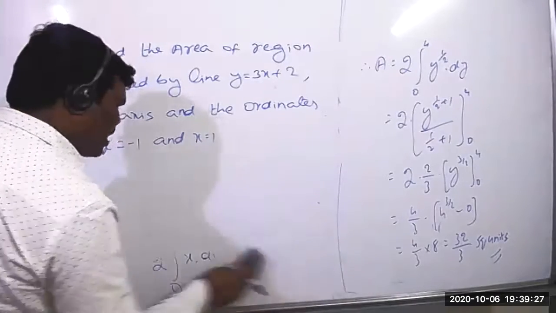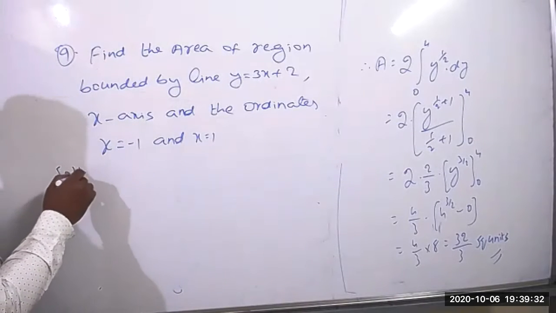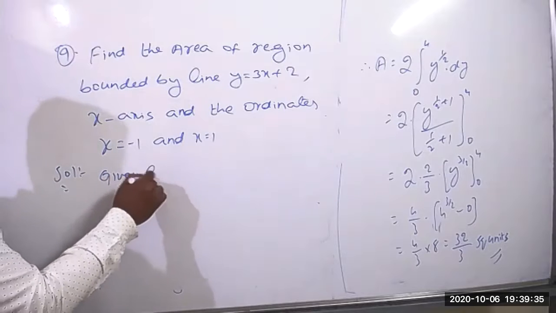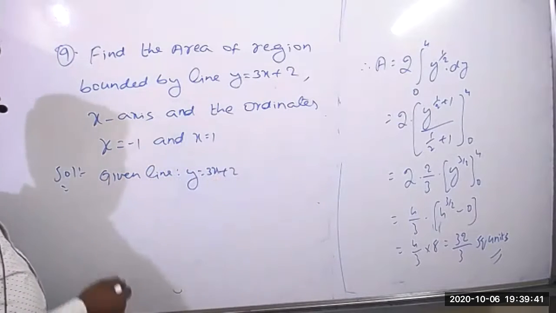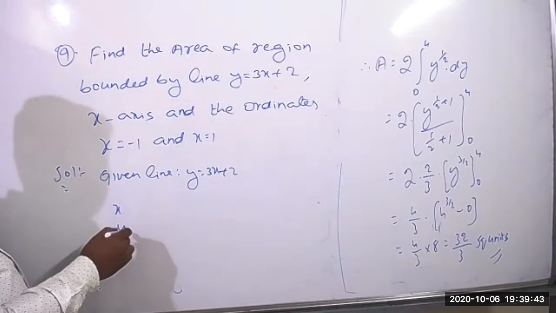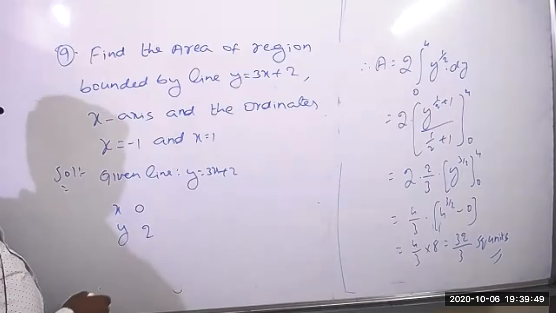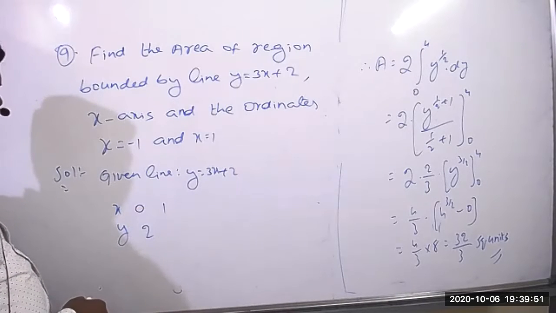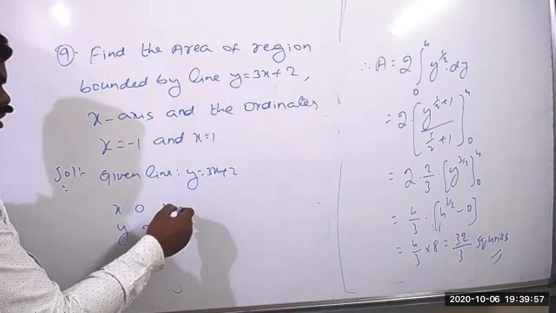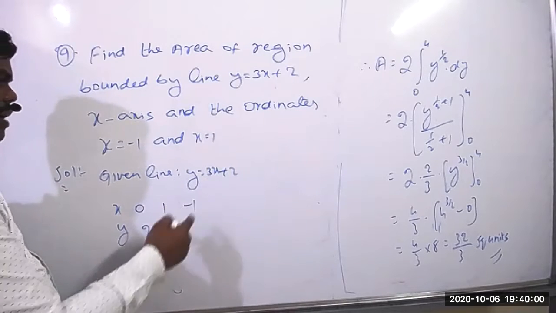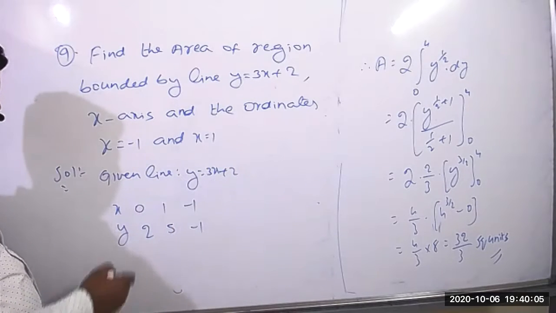For drawing the graph, first we have to find the points. I think all of you know that very well. First write the given line: y equal to 3x plus 2. Now you can find the points, taking x and y. If x equal to 0, the value of y equal to 2. X equal to 1, the value of y equal to 5. And x equal to -1, the value of y equal to -3 plus 2, which is -1. Three points are enough.